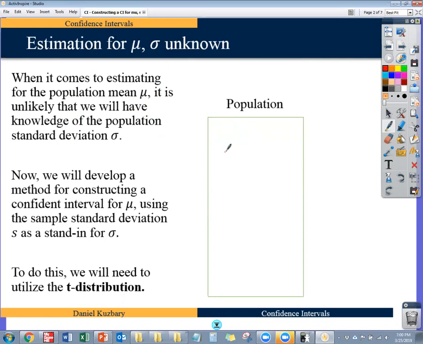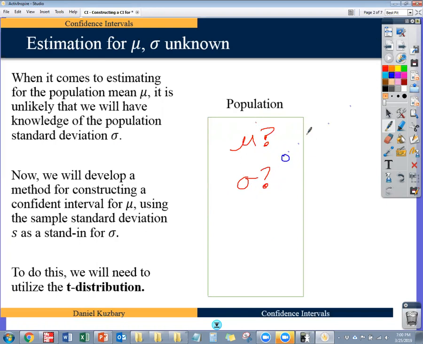situation. So in other words, let's imagine that we have a population and we don't know what the mean is. And most of the time, if this is true, then we don't know what the population standard deviation is either. It's very unusual to not know this but know this. So let's just assume we don't know anything about the population.